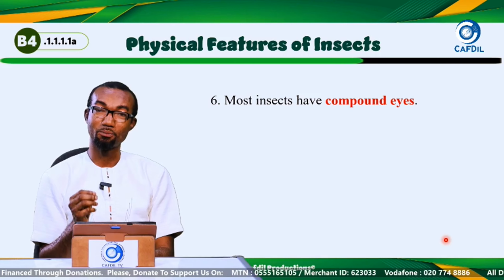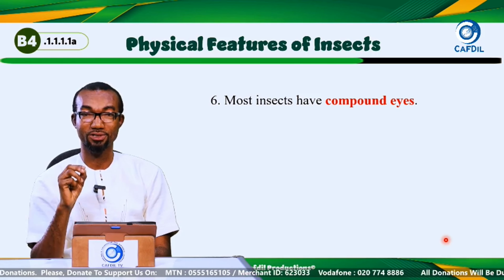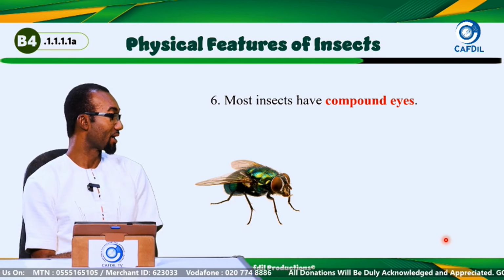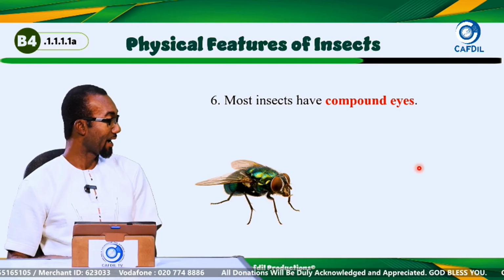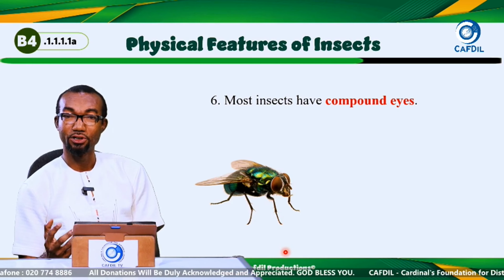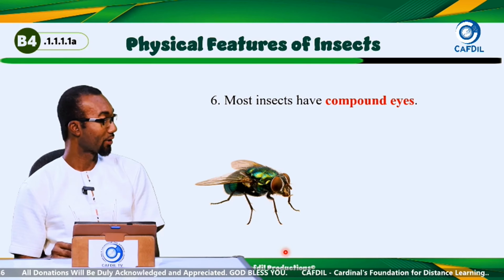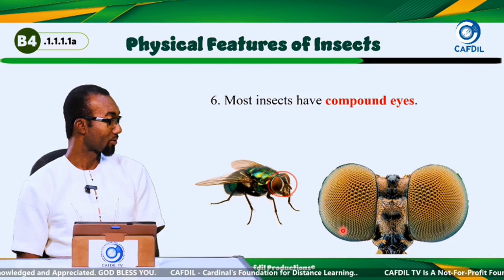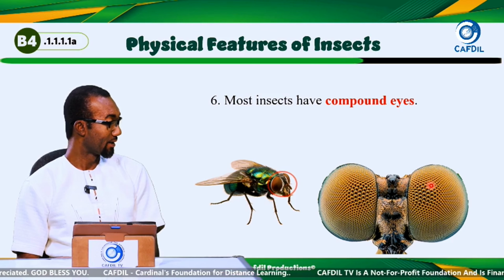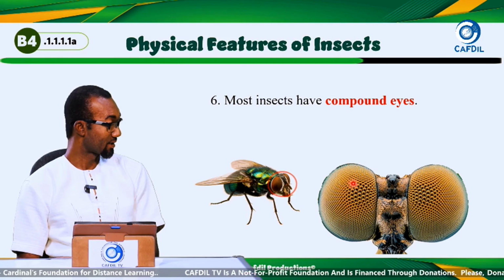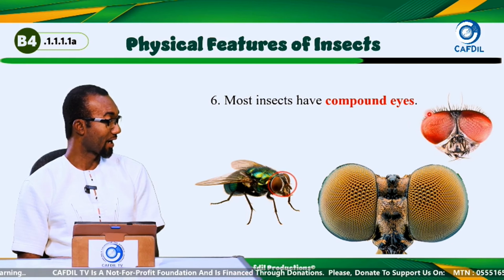Now the next one is that most insects have compound eyes. Compound eyes. So this is an example of an insect, that is a fly. And the eye you see here is what we call the compound eye. We have pair of eyes, but we don't call it compound eye. So what is a compound eye? This is what we call a compound eye. Look at the eye of the insect. Most insects have this type of eye. Look at how it is. That's what we call compound eye.